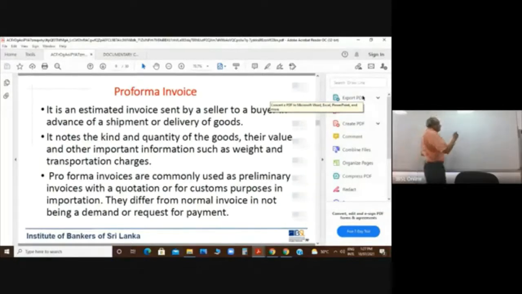Based on the details in the sales contract, we prepare the pro forma invoice. The pro forma invoice is only an estimated invoice, not the final invoice. Right?